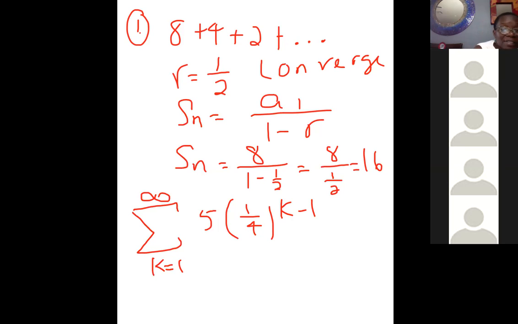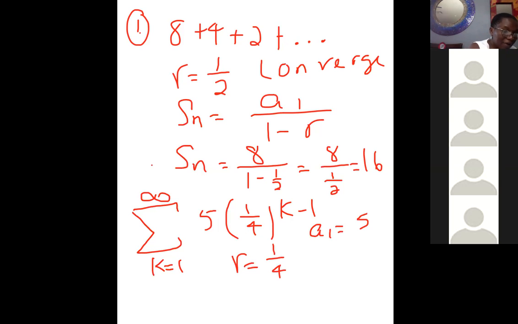First, we have to decide if this one is going to converge or diverge. How do we know? We find the common ratio. What's the common ratio for this one, guys? 1/4. So then you go into the little formula. What's the first term, by the way? The first term is 5.